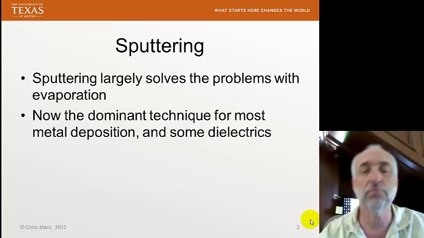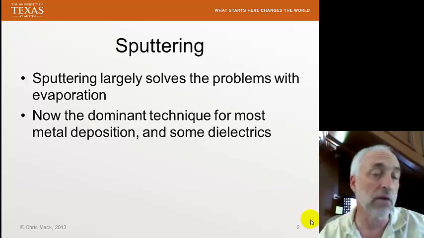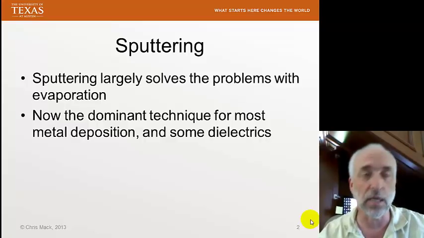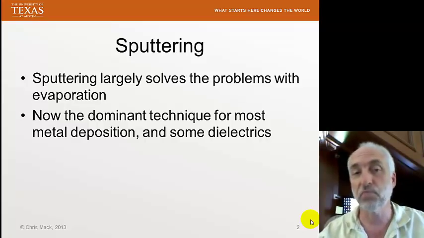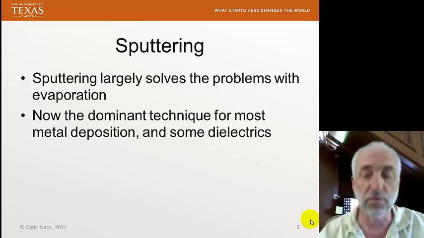There's some metals like tungsten that we often deposit with CVD. Copper is deposited with electrochemical deposition. But for most of the other metals, sputtering is the preferred technique, and for some dielectrics as well.